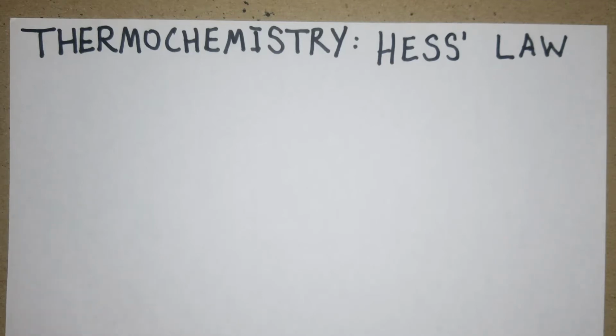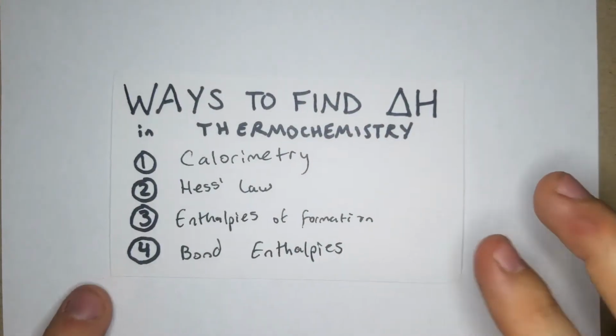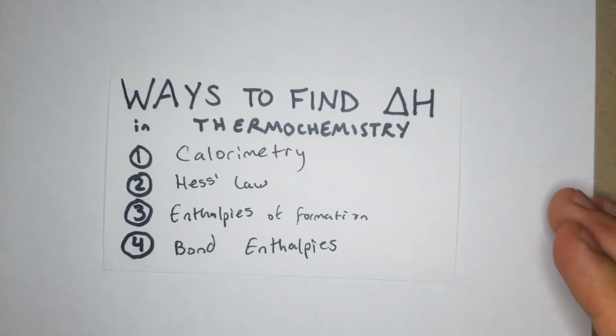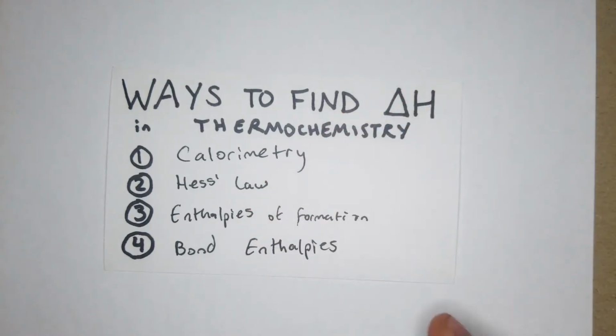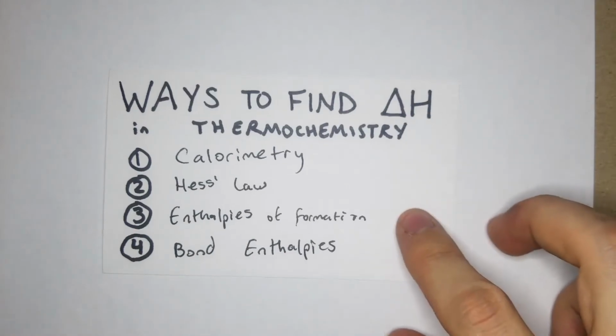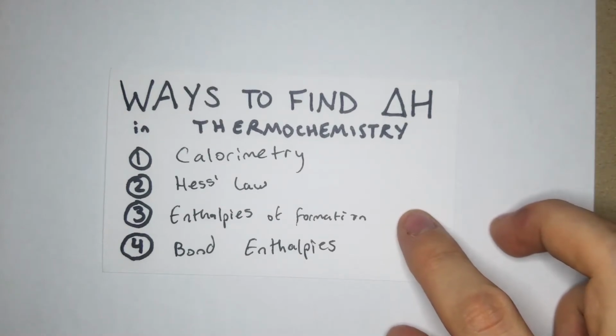But real quick, I just wanted to go over something. In thermochemistry there's 4 different common ways to calculate delta H. We have calorimetry, which we did in the last video, Hess's Law, which we're about to do, enthalpies of formation we'll do in the next video, and then bond enthalpies we'll do in the video after that. It's good to know how to do it in each of the different ways. I think you can have multi-part questions, or you never know which one you're going to get asked, so it's good to go over them all.